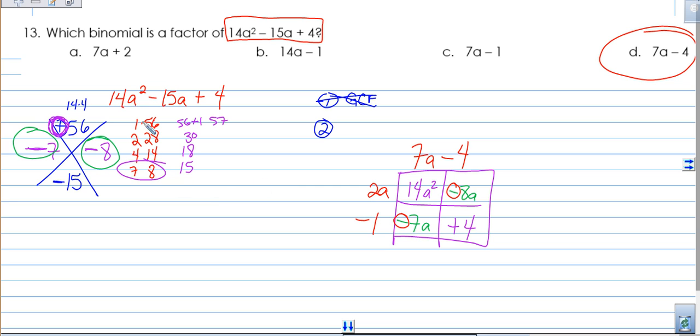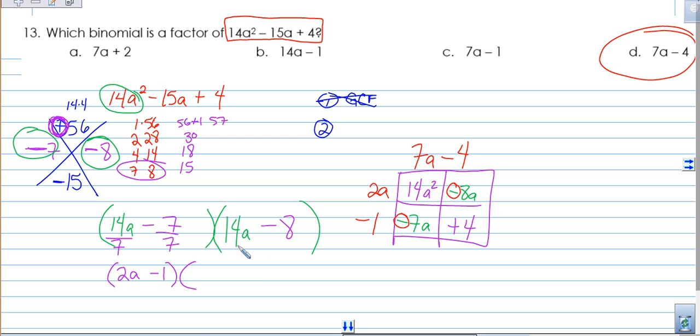Oh, if you like the alternate method, I'm sorry, I forgot to do this one. Okay, so if you don't like the box method, you can take the 14a, write it in parentheses, with another 14a, write it in parentheses. You'll take your negative 7 and your negative 8. 14 and 7 have a 7 in common, so you'll divide by 7. You'll get 2a minus 1, and then 14 and 8 have a 2 in common, and so you'll get 7a and negative 4. And so then you look, and the one they have in common is 7a minus 4.